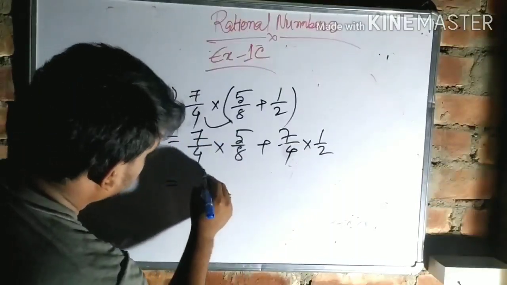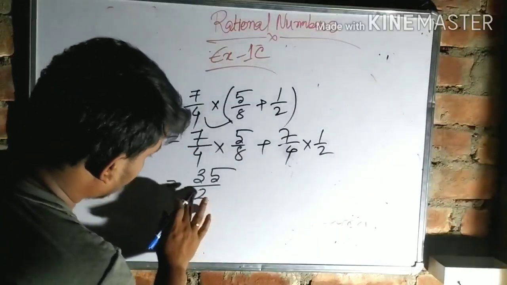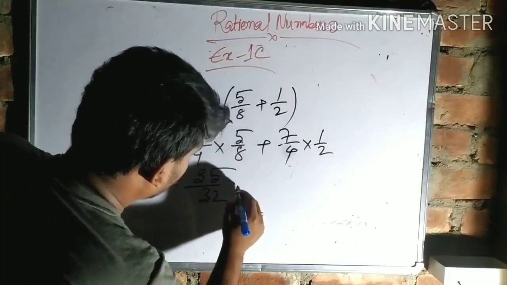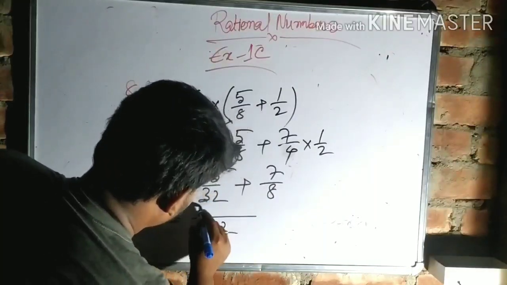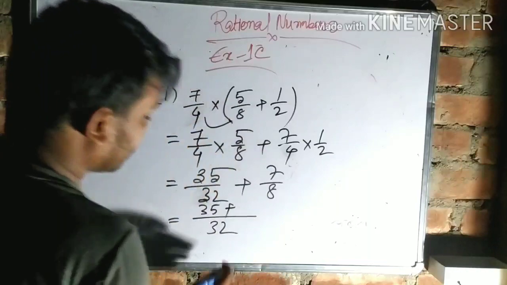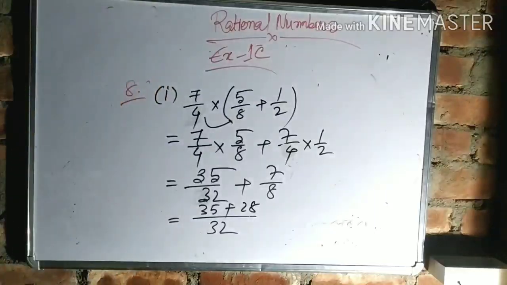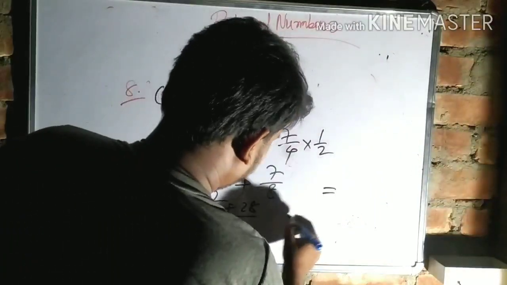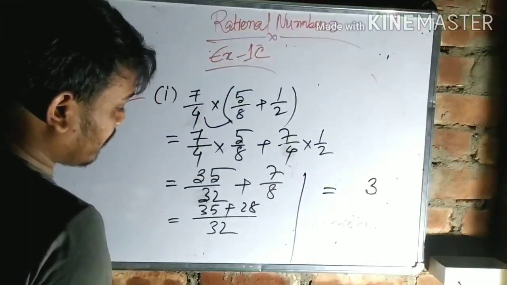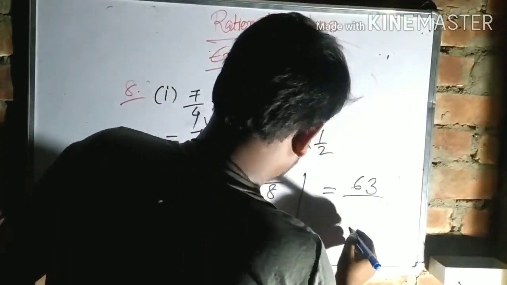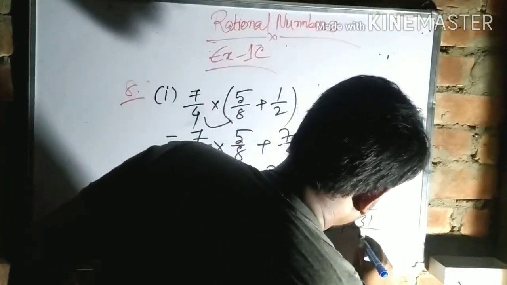Okay, so what is the result? 35 by 32 plus 7 by 8. So LCM is 32. So 35 plus 4 times 8, 4 times 28. Okay. So what is the result? 63 by 32. Okay, so 1 whole 31 by 32.